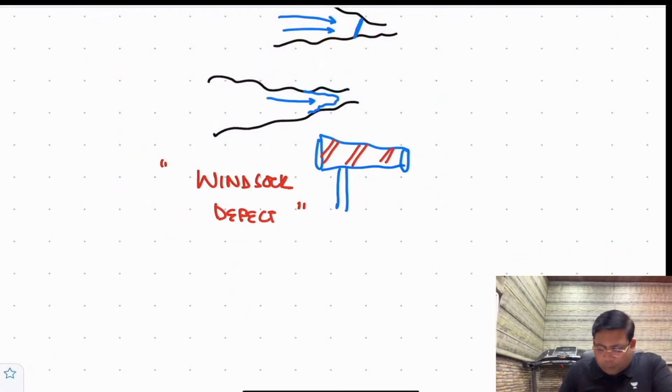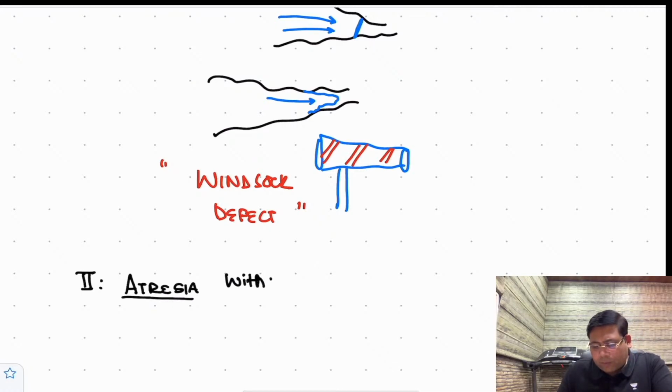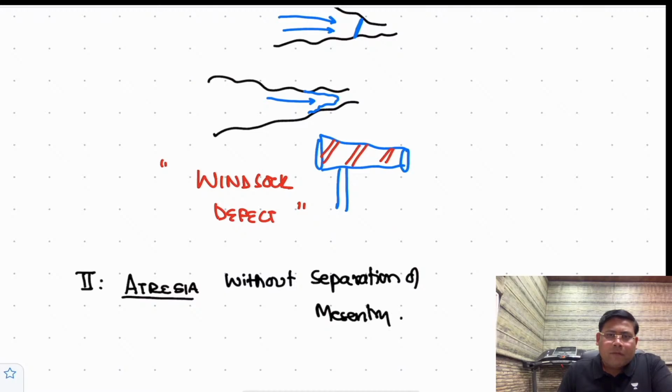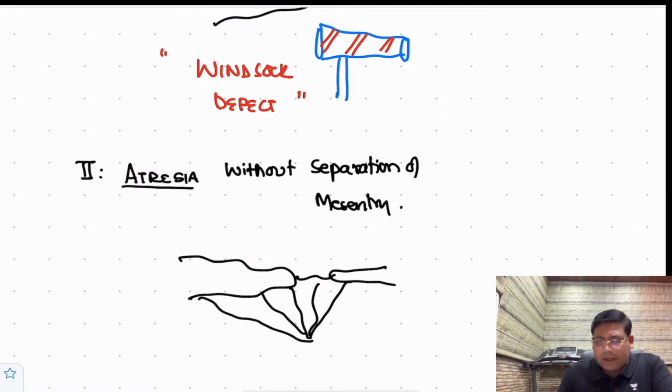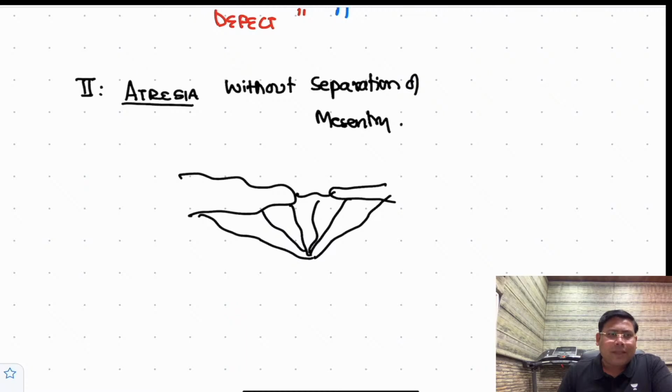Then what is type 2, students? Type 2 is atresia without separation of mesentery, and this is very important. Whenever there is atresia, there will first be atresia of the bowel, and then there will be atresia of the mesentery. So the mesentery in this case is still intact, and this is what is known as type 2 atresia.